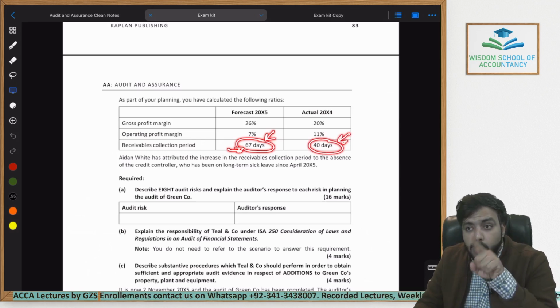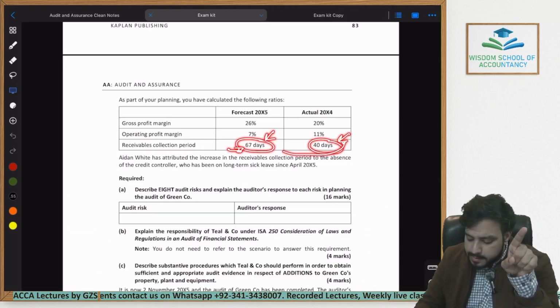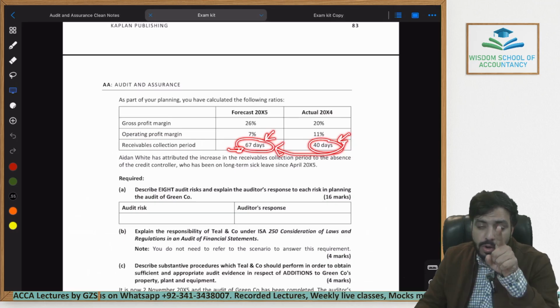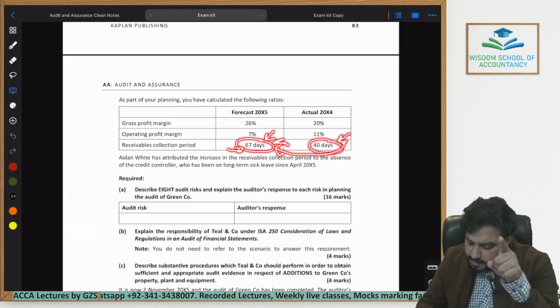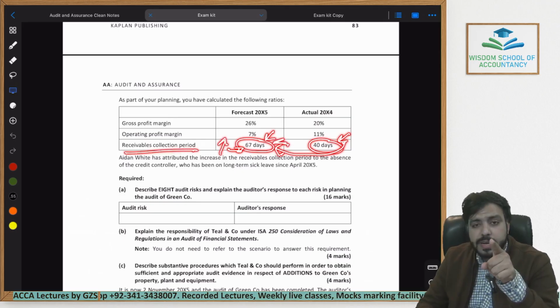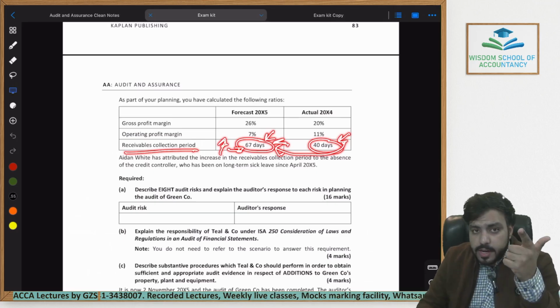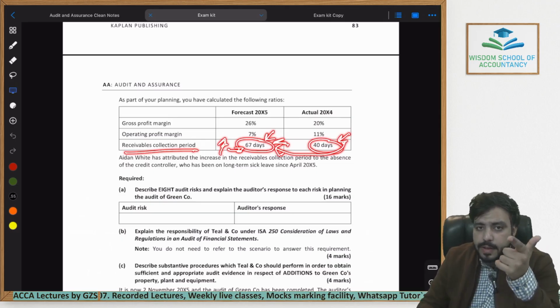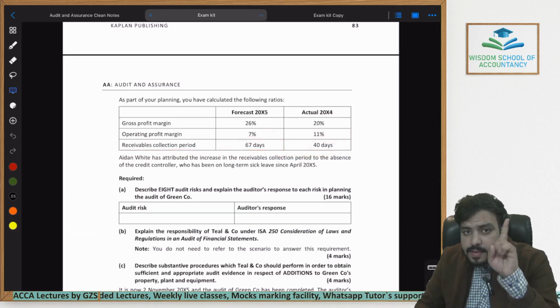This means that a lot of the customers are taking a lot of time to pay us back, which creates a situation that there might be receivables who may not be able to pay you back because they may be facing financial difficulties, which is why your receivable collection period has increased, your receivable days has increased. This creates a risk that your receivables might be overstated and the bad debt expense, allowance for receivable expense, might be understated within financial statements. I have these risks in my mind.